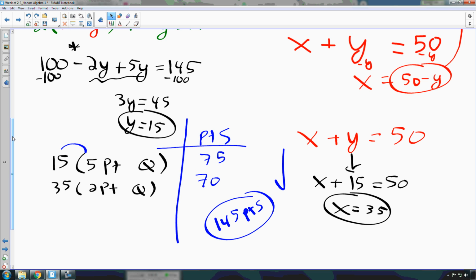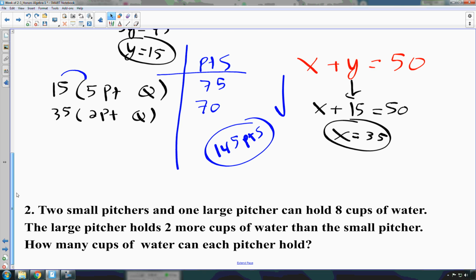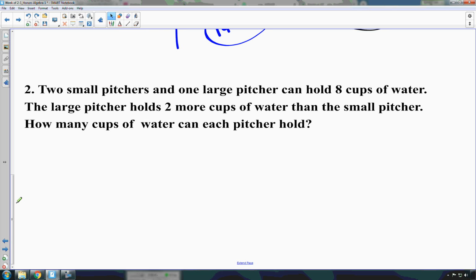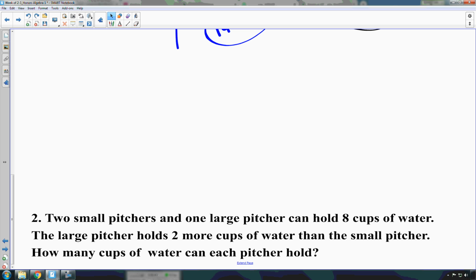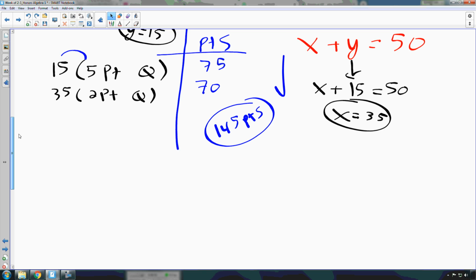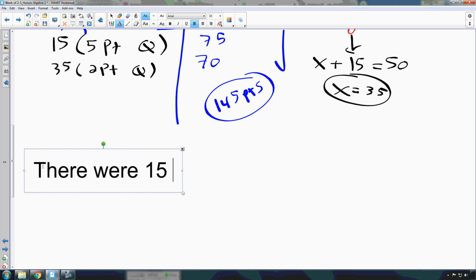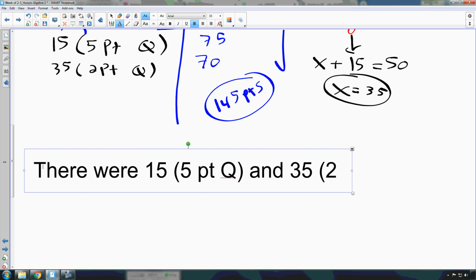So we should always put it back into a sentence. If you're asked a question in sentences, you should answer in sentences. So if I was to ask you a question in a complete sentence, you wouldn't just answer me x equals 9. You'd actually answer me with a sentence. So we're just going to write a quick sentence of what this means. I'm going to type it out just because it's a little bit easier. My handwriting is not good. So here we go. I'll say, there were 15 5-point questions and 35 2-point questions on the test.